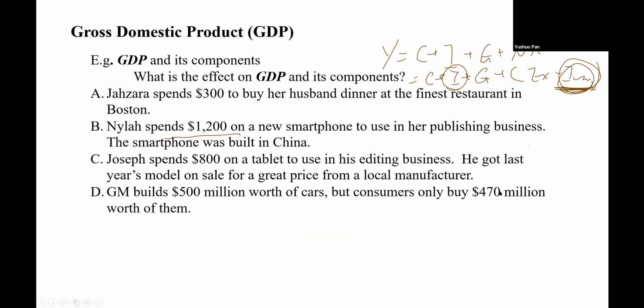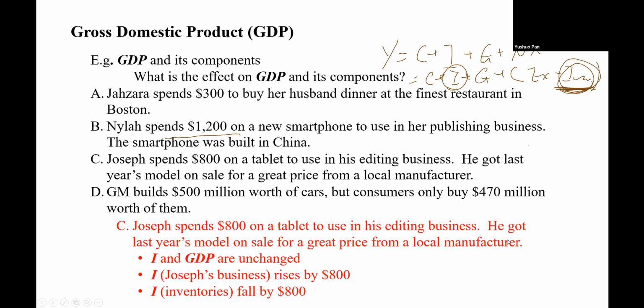How about C? C is not a good example. You see that first, and then I'm going to show you the answer directly. Right, so Joseph spends $800 on a tablet to use in his editing business. He got last year's model on sale for a great price from a local manufacturer. So in this case, I and the GDP are unchanged. Why? Because this question is unclear, I think. For the investment raises by $800 because Joseph spent $800 for new equipment for production. That's part of investment.